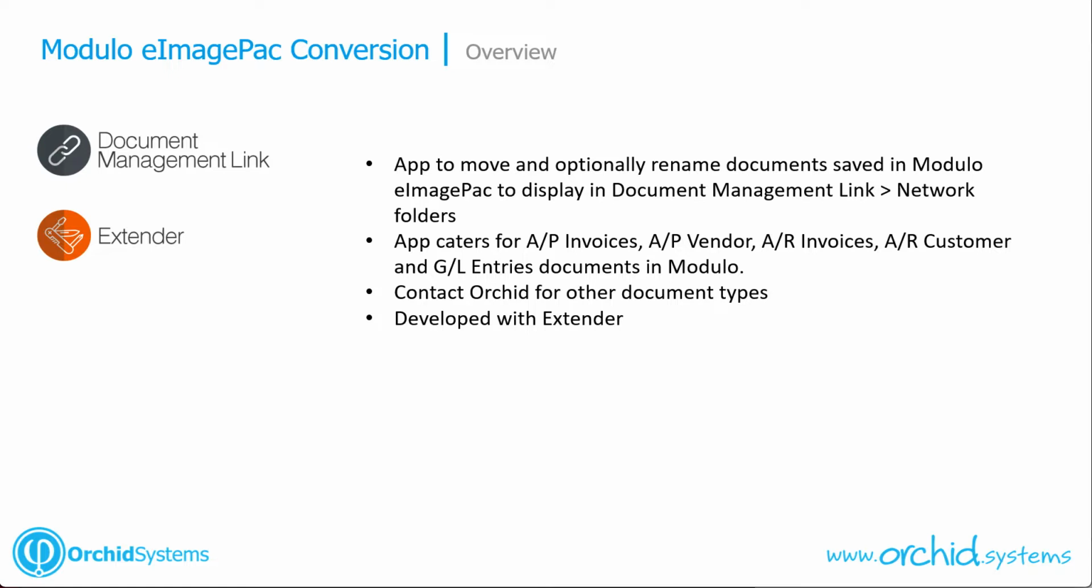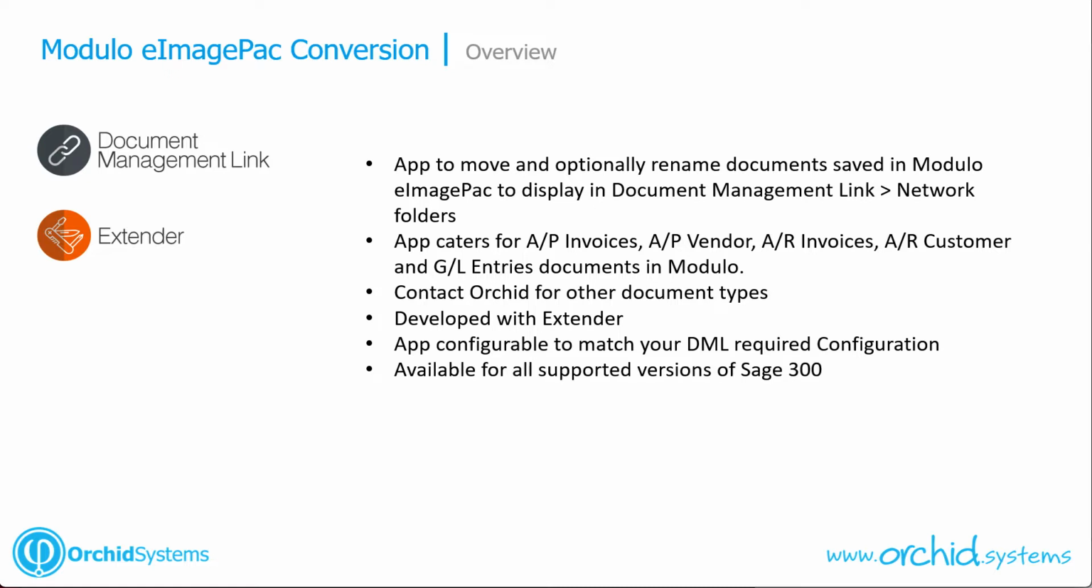The app was developed using Extender, and it is configurable so that you can match it to how you configure your Document Management Link. It is available for all supported versions of Sage 300, that is currently version 2020 and above. So now I'm going to hand over to Anne to demonstrate the Modulo eImagePac conversion.